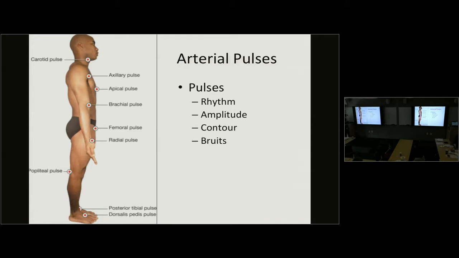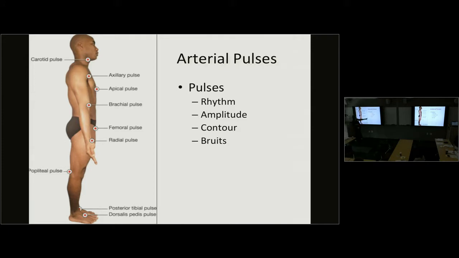There are many places you can take these pulses throughout the body. Another important thing when you're examining a patient is that you can put your fingers on their pulse and tell a lot from that. What is the amplitude? Is it a strong pulse? Is it a weak pulse? Is it a regular pulse? There's a lot to learn when you're just feeling your own pulse. How is that circulation happening?